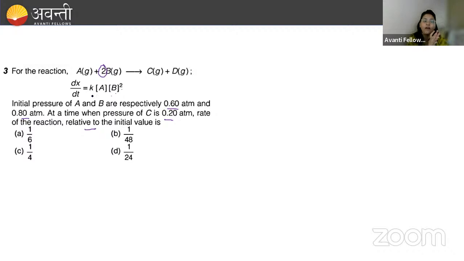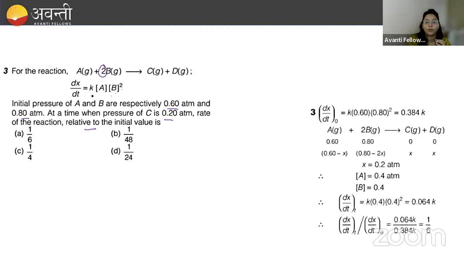So here we have taken the values of initial pressure, given A and B as 0.60 and 0.80. At the time at which the pressure of C will be 0.20, what will be the rate with respect to the initial value? If the initial rate is this much, then when the pressure of C is 0.20 atm, what will the rate be at that time? This is the type of problem that has been asked.